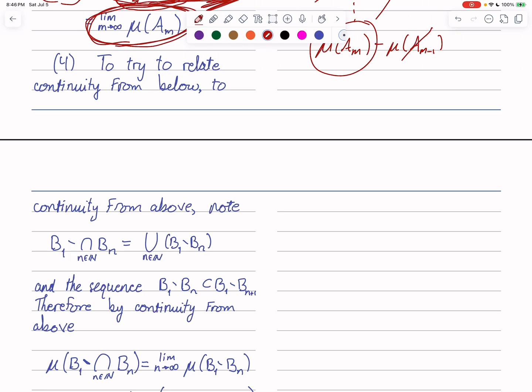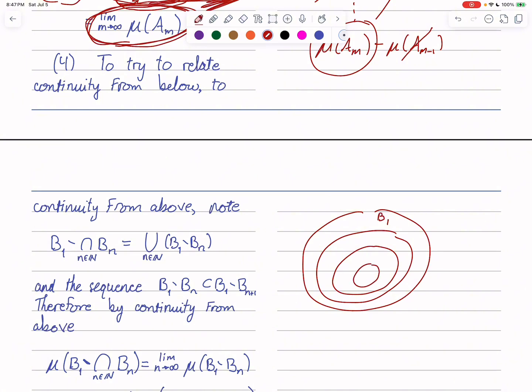But continuity from below has to do with unions. What we have here is an intersection. Well, how are we going to relate the two together? I think it makes pretty good sense to use something like De Morgan's law, which says that if you take the complement of an intersection, you get a union. And in this particular case, it's going to be particularly convenient to try to situate everything inside of B1. So if we think, okay, here's B1, and then there are these smaller and smaller sets, and we are ultimately intersecting them.